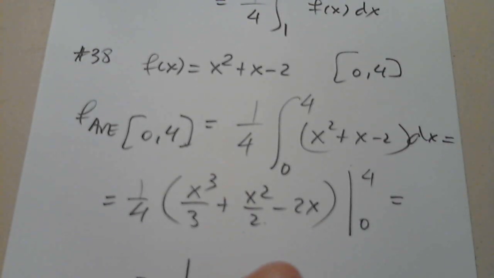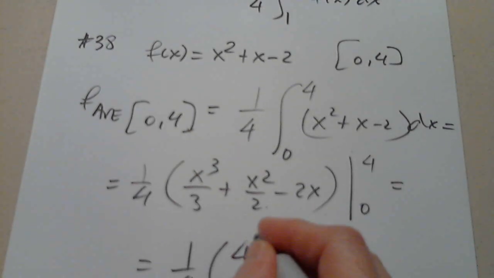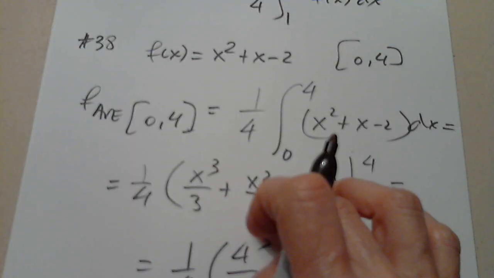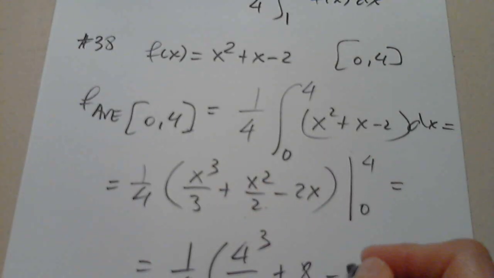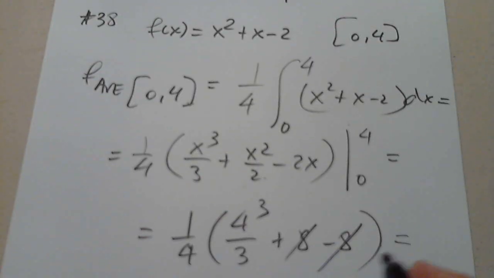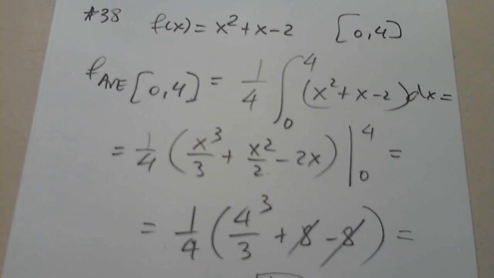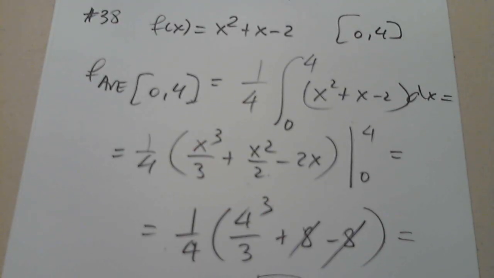So I have 1/4 outside, 4 to the third over 3 plus 4 squared is 16 divided by 2 is 8, minus 8, luckily these go away. When I simplify 4 with 4, I get 16 divided by 3. So 4 to the third over 4 will be 4 squared. 4 squared is 16 divided by 3.